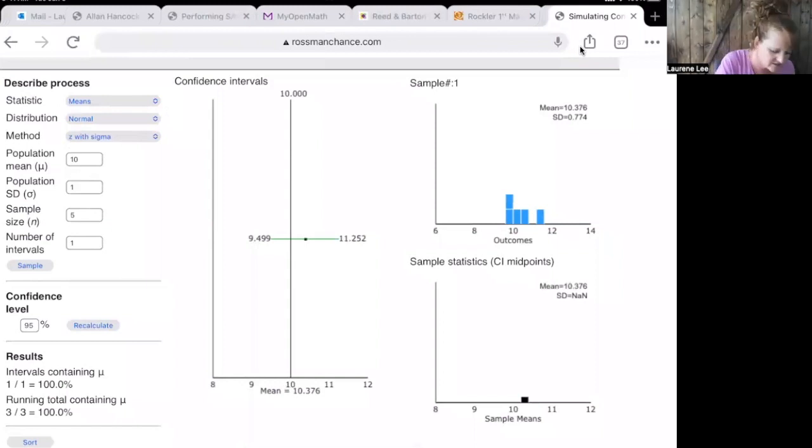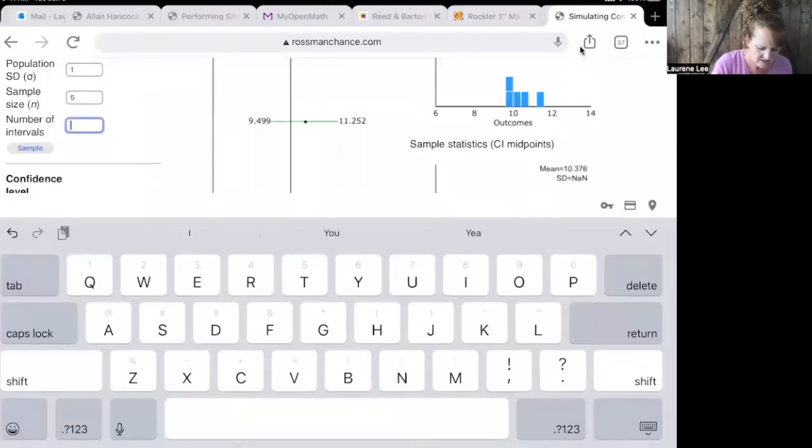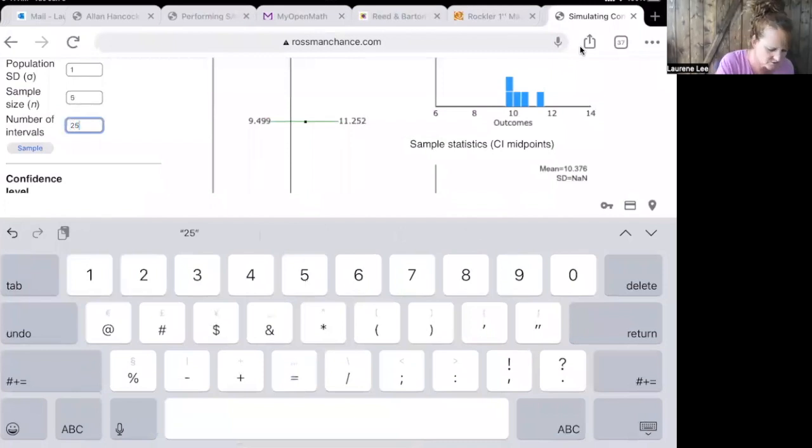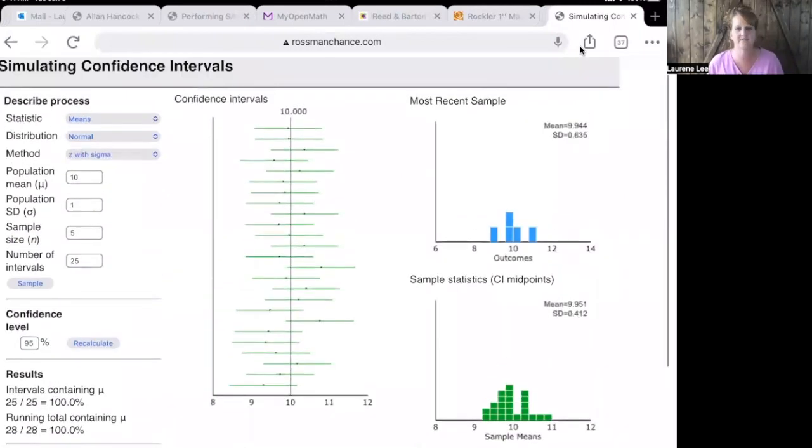Okay, now let's up this from the number of intervals to, say, 25, so we can see more. So there's just 25 samples all at once. Do you see how they're moving around? They're moving around because each sample has a different sample mean. And so that moves the interval right or left, depending on where your sample mean is, because we're going a certain amount on the left, a certain amount on the right, and they're moving all around. But look, all of those confidence intervals contain the population mean. Now let's regenerate another 25 and let's look at that.